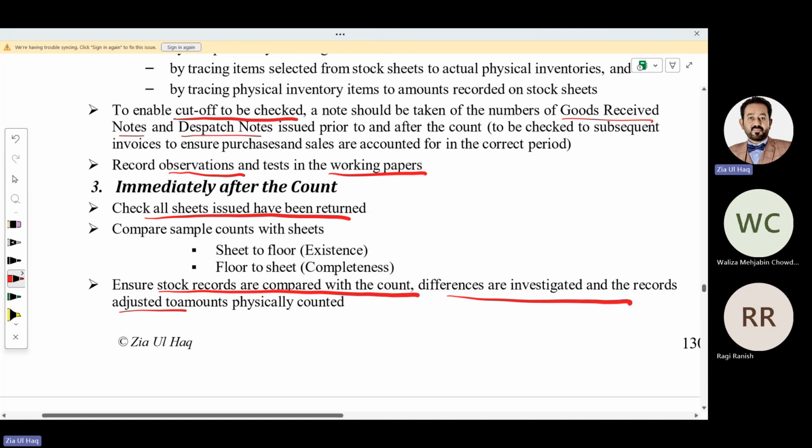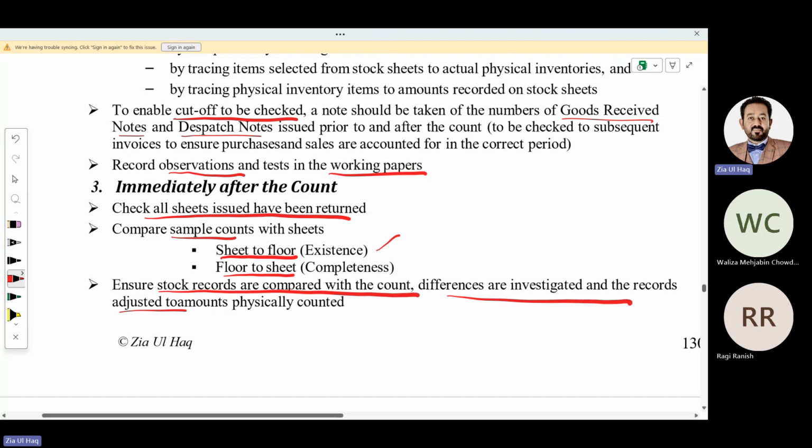And after count, on a sample basis, we need to perform sample count from sheet to floor and floor to sheet. What is sheet to floor? We will take the counted sheets and see if any of the inventory items on the counted sheets shows 50 units. We will count units on the floor, meaning in the warehouse, whether there are 50 units available. And this will be a test to prove existence, whether inventory mentioned on the sheets actually exists on the floor in the warehouse or not.